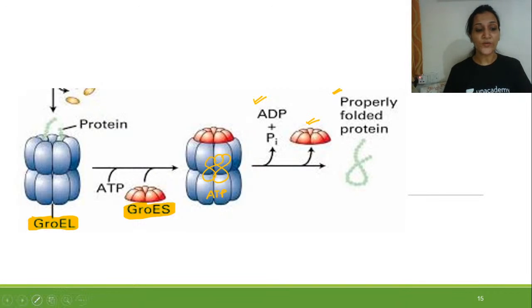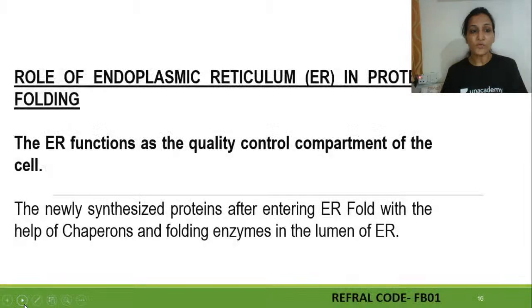So let's move further. We have understood about the enzymes which are responsible for proper folding. Then we have understood about chaperones and then chaperonins. And now let us move further to how the endoplasmic reticulum is important in proper protein folding. Is there any function of endoplasmic reticulum in the proper folding of protein? We'll see that in this slide, right? So, the role of endoplasmic reticulum in proper protein folding.